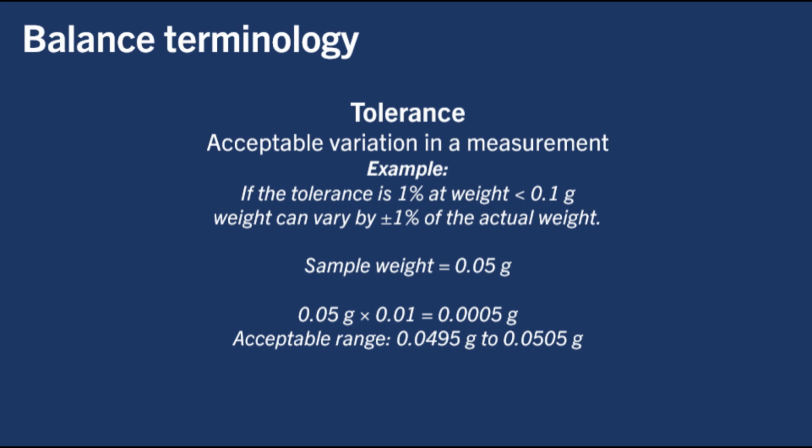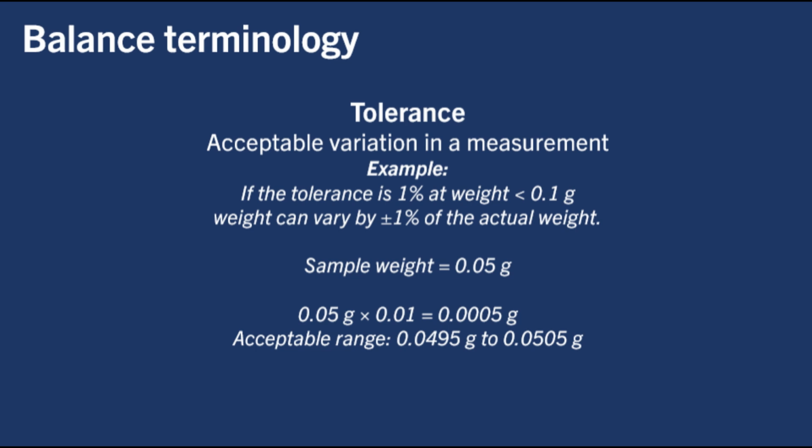The tolerance refers to the acceptable variation in a measurement. As no scale is perfect, this accounts for the expected error margin based on the weight. For example, if a scale is calibrated with a tolerance of 1%, for samples that weigh less than 0.1 gram, this means the measurement can vary by plus or minus 1% of the actual weight and still be considered accurate.